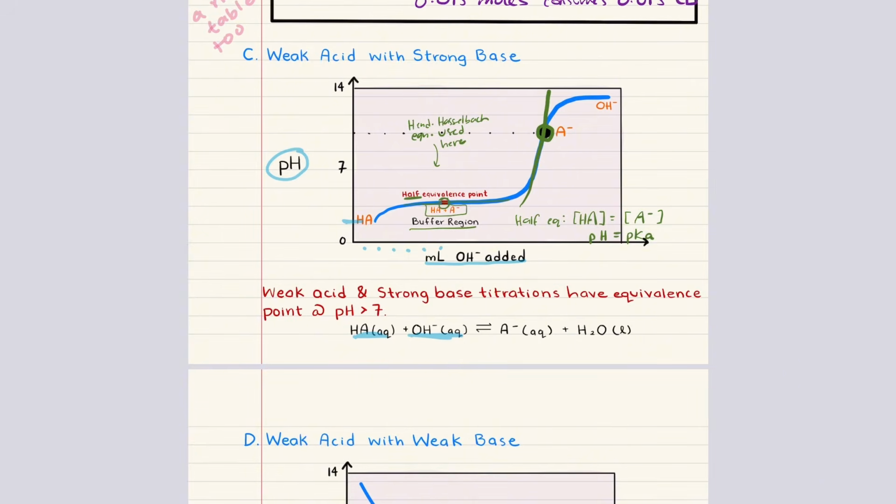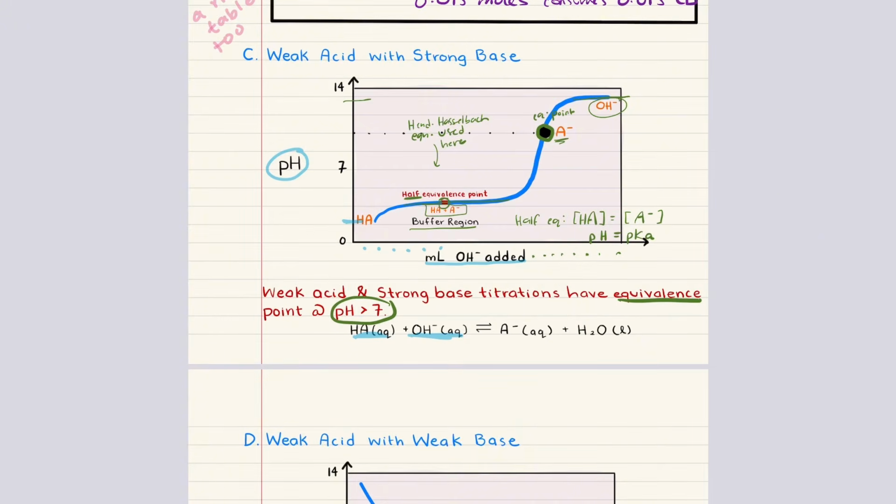Then as we approach equivalence, the curve steepens because most of the weak acid has now been converted to the conjugate base. At the equivalence point, all of the initial weak acid has been neutralized, stoichiometrically speaking, by the strong base. So the beaker now contains the conjugate base in water. Since A-1 is a base, the equivalence solution is basic, and the pH at the middle of that vertical rise is going to be above 7. Beyond equivalence, the solution is going to be controlled by the excess strong base, and the curve levels off at a high pH plateau.